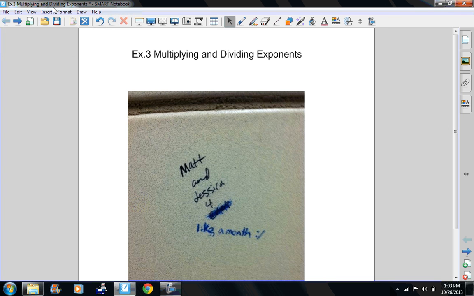So we are on the third section of the exponents unit. And I thought that picture was funny because apparently it didn't work out like they planned it. Reminds me of all middle school relationships.